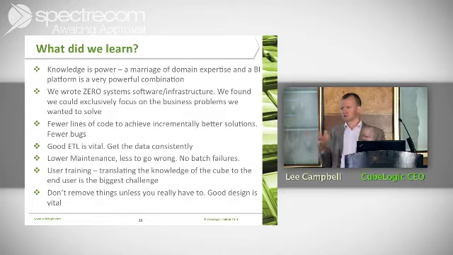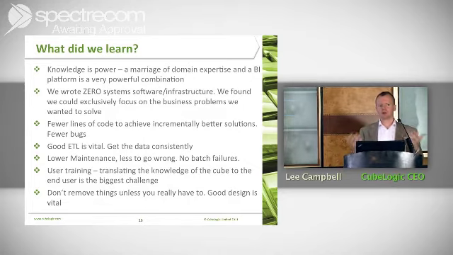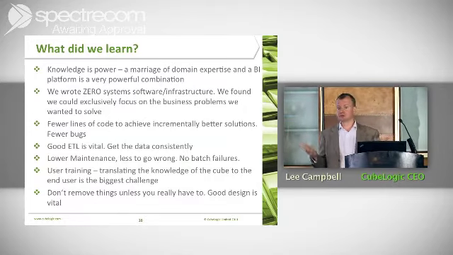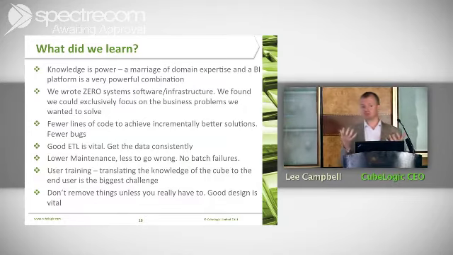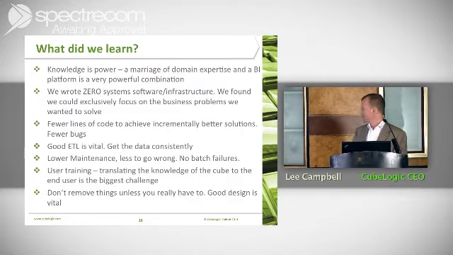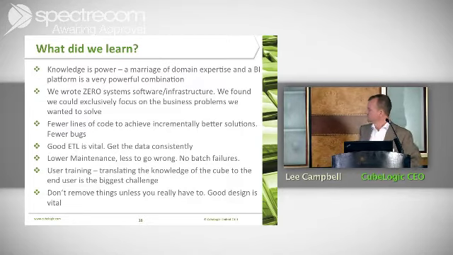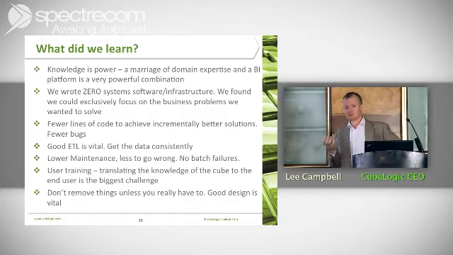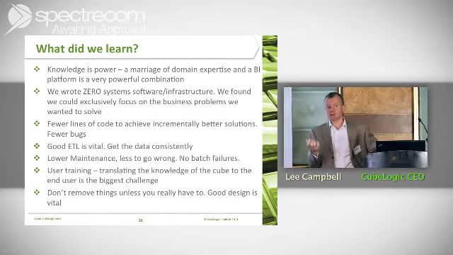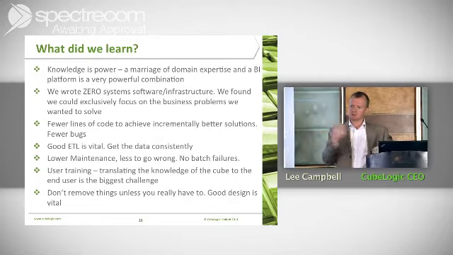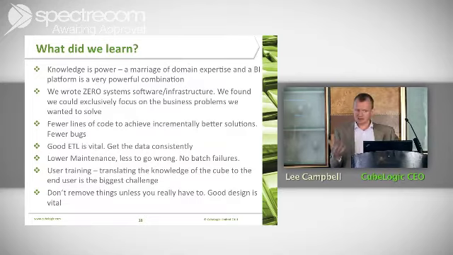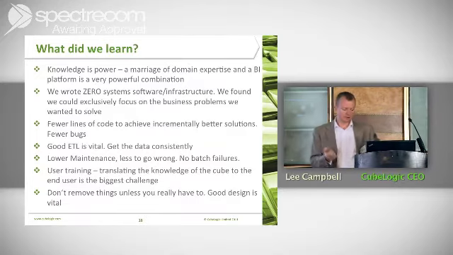But we also found that training was quite a key element to this. If you design a really functionally rich cube, there's a lot of power in there, but if the users don't understand it, then it's pretty much useless. So training is key. They've got to really understand the concepts. And then finally, I think something we learned was, you can't really take anything away. You've got to know in advance what the design would be, because if you take something away, users have already used it, and it can be quite problematic. So it's back to the same concept: get the design right.